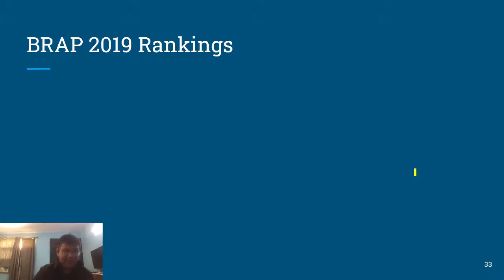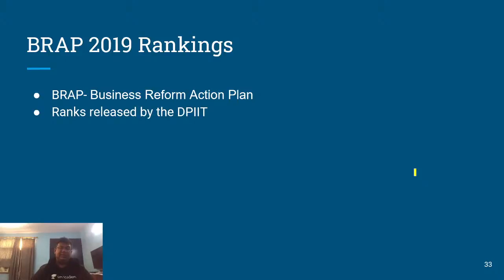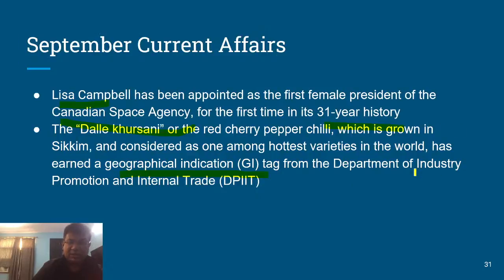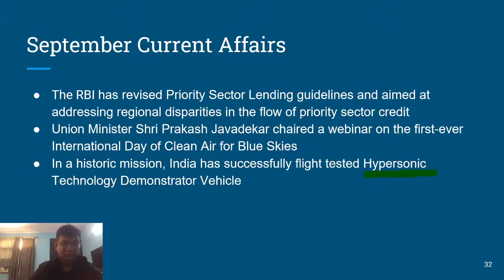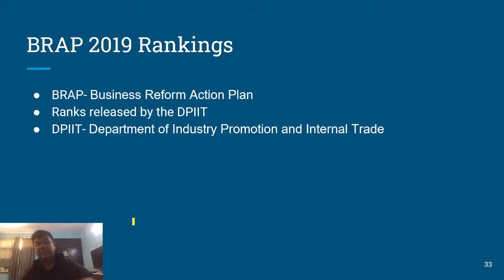I'm now going to look at the BRAP rankings for 2019. So I'll just brief you guys on that. थोड़ा सा समझ लेते हैं ये होता क्या है BRAP. So BRAP stands for Business Reforms Action Plan. And this has recently come out with a report which was released by the DPIIT. I just discussed with you guys about the DPIIT a while back. This is that same DPIIT, right, which stands for the Department for Promotion of Industry and Internal Trade.